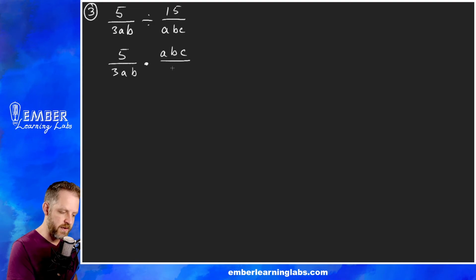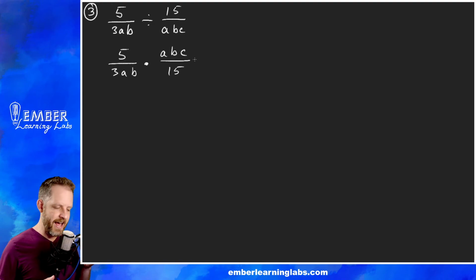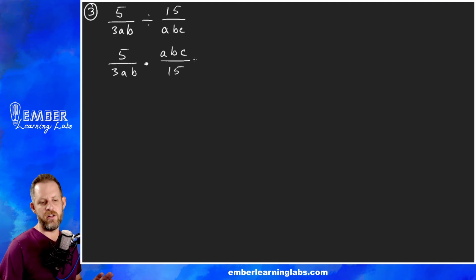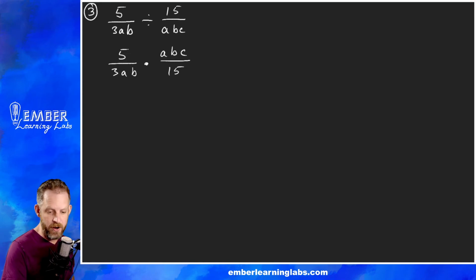ABC over 15. Now, we're going to learn a lot later about exponent rules and how to deal with those. But since all these letters are to the first power, this is pretty easy. It's not going to be that difficult for us to work with. So first of all, we are pre-reducing. We're going to pre-reduce the 5 and 15 because those are both divisible by 5. 5 divided by 5 is 1, and 15 divided by 5 is 3.